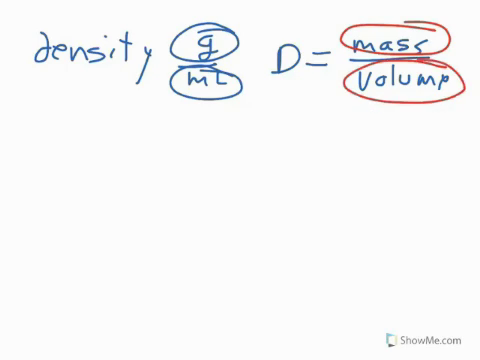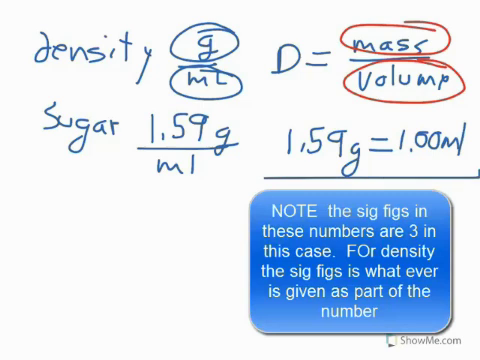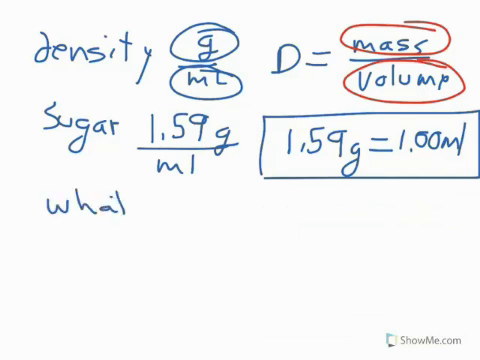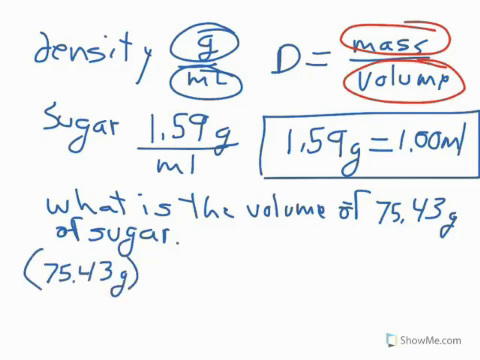Okay, so what that means, for example, is that sugar has a density, and you can look this up, of 1.59 grams per milliliter. What this means is 1.59 grams of sugar is equal to 1.00 milliliters of sugar. So we have a conversion factor, and we can use it like we did on previous outcomes. For example, a question could be, what is the volume of 75.43 grams of sugar? In that case, I would start off with 75.43 grams of sugar times, and I know that the unit on the bottom has to be a gram because I'm going to have them cancel like that.